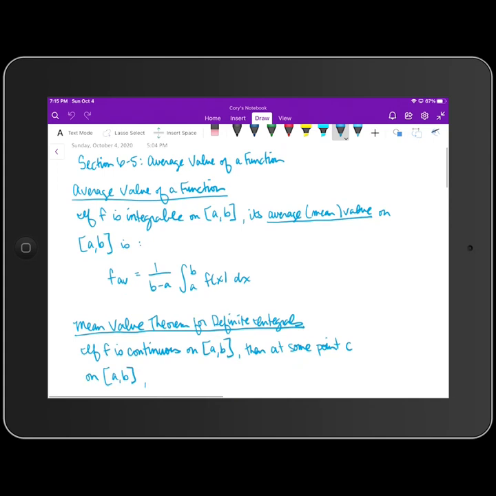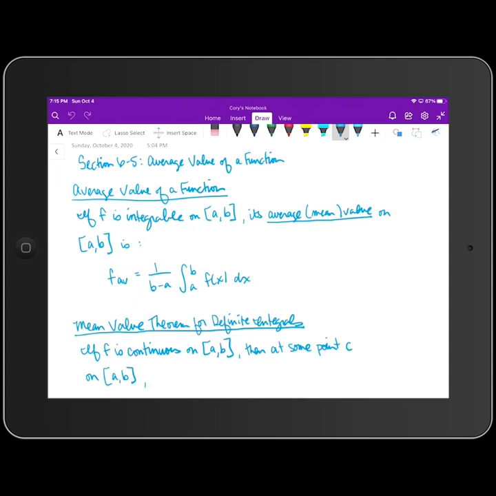Okay, so section 6.5 deals with average value of a function. This lesson here is a really easy one. It's like we're not really learning anything new in this section. The big key for what we're learning here is being able to determine when a problem asks you for average value or average rate of change.